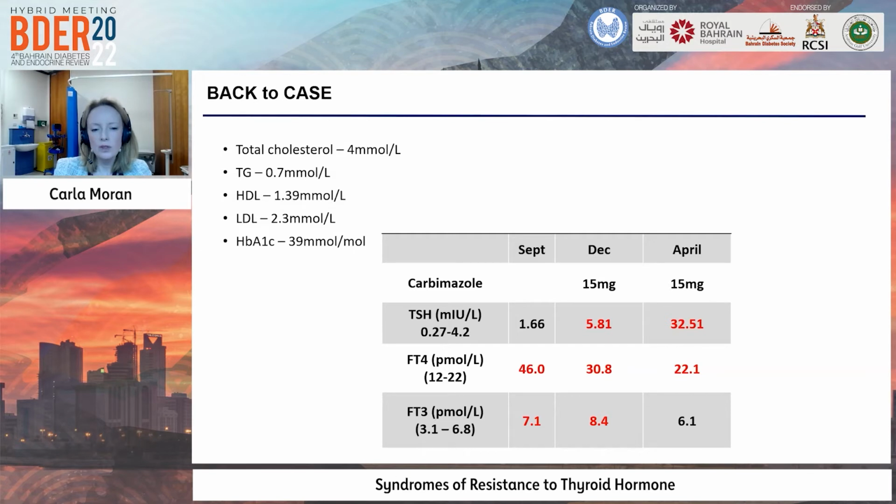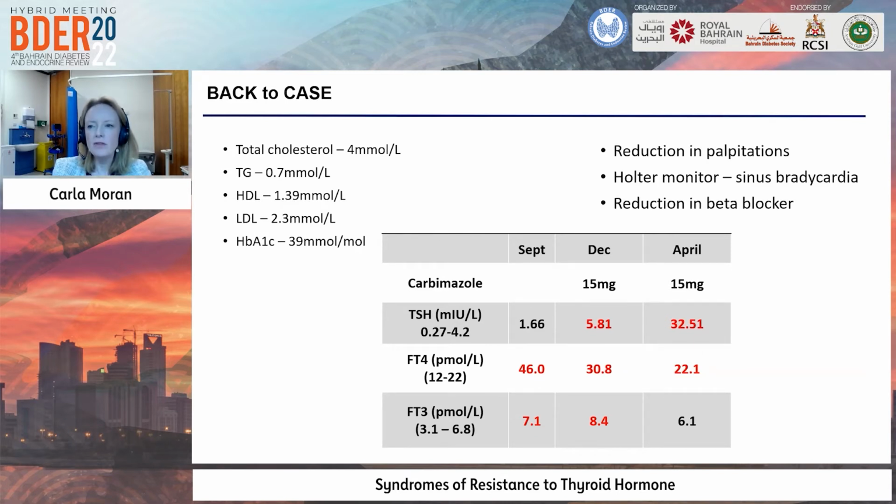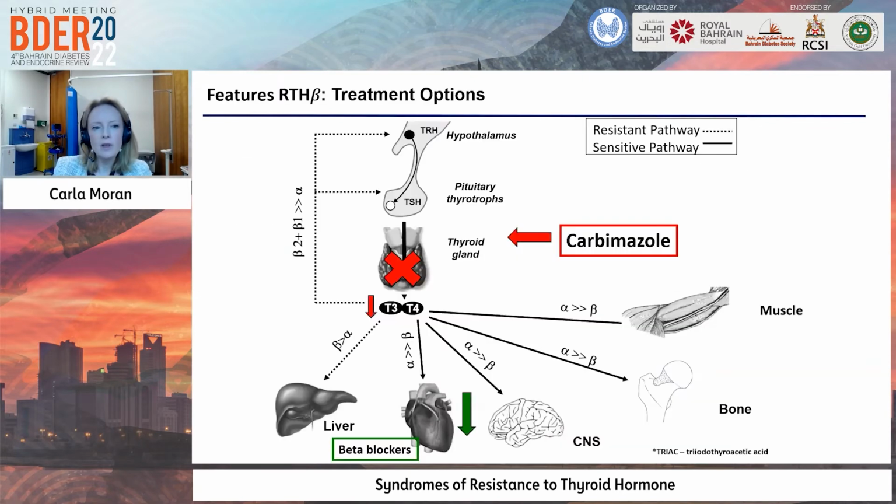So I used carbimazole to lower his T4 and T3, which was effective, but you can see with time that his TSH is really rising. There was a benefit from a cardiac point of view in that his palpitation frequency reduced. He went into sinus rhythm, and we were able to reduce his beta blocker dosage. But what will we do in terms of the TSH, and is this a concern?